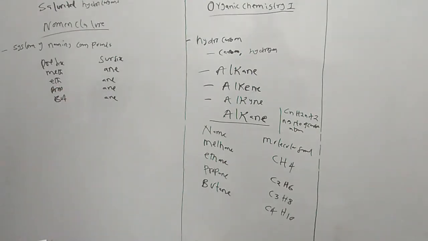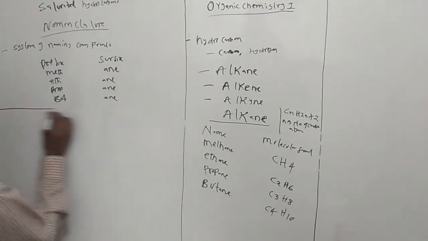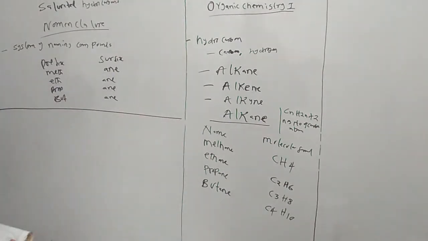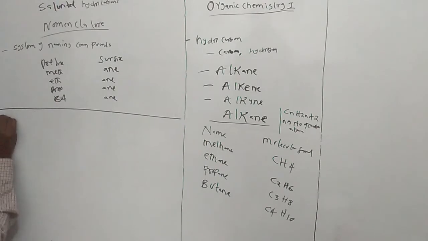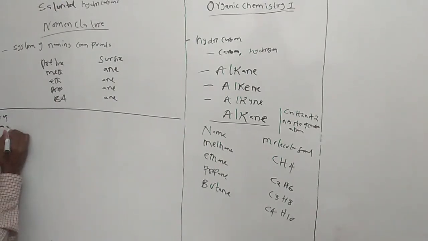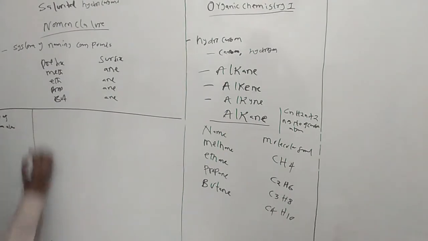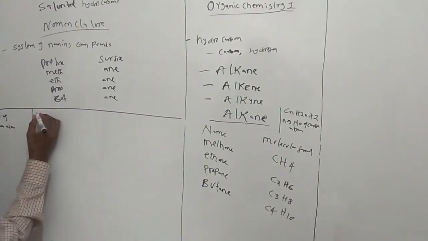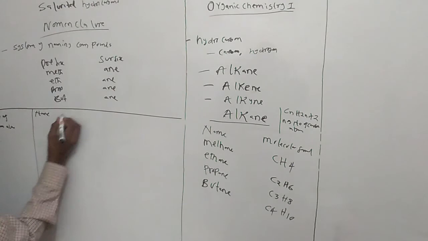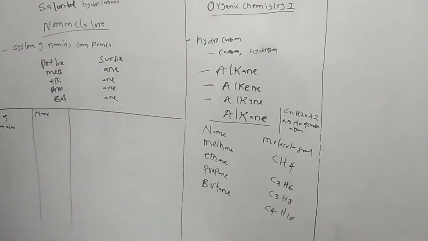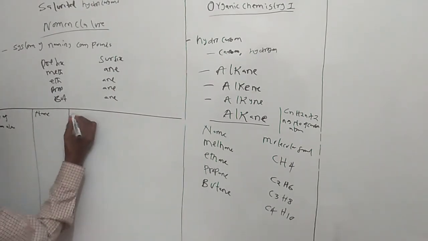If we take an example, let's say the series of the first four, we can have here the number of carbon atoms. Then we can have the name. From the name, we can have the molecular formula.